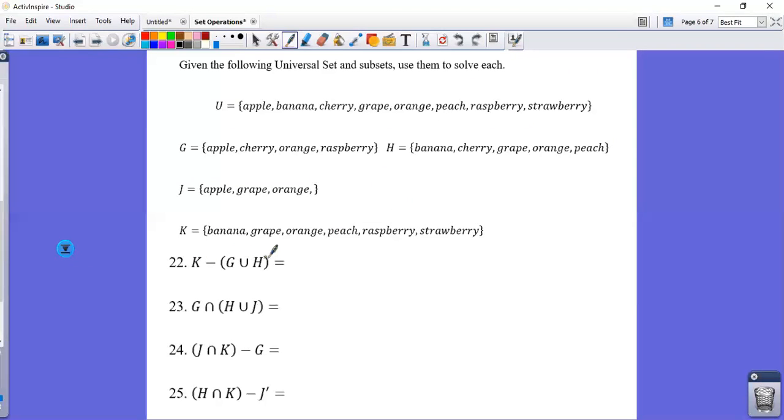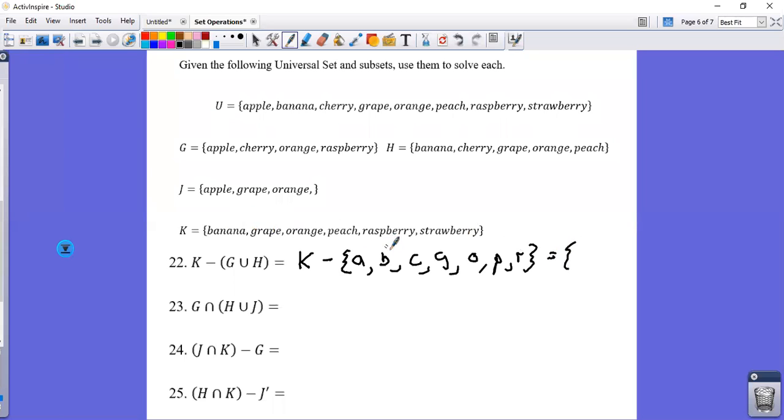So K minus (G union H) is going to be K minus, and then the union of G and H would be the apple, the banana, the cherry, the grape, the orange, the peach, and the raspberry. So anything that's in K that's here is going to be taken out.